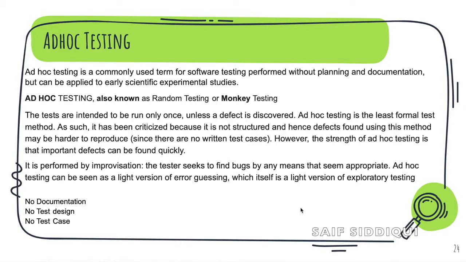We need to remember three points for ad hoc testing. We don't need any documentation. No test design is needed for ad hoc testing or random testing or monkey testing, and no test cases are required either. So we can sometimes write up the bug which has been found during ad hoc testing. We will try to reproduce that bug and then report it.